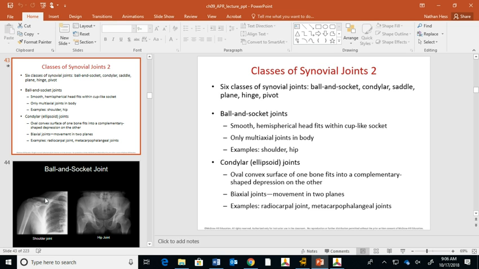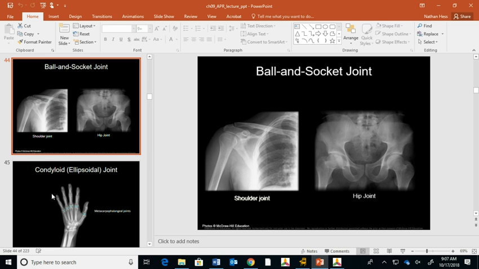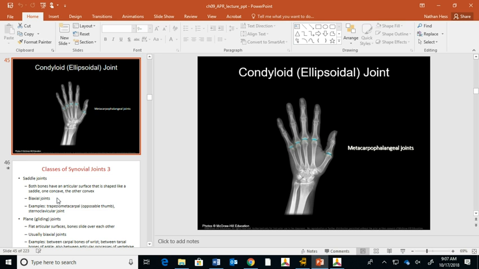Or the metacarpophalangeal joint. So metacarpo is what? The metacarpals, right? These guys here in the palm of your hand. And the phalangeal is phalanges. So between your metacarpals and your proximal phalanges. Does that make sense? Here are your ball and socket joints. These are x-rays showing your shoulder and your hip. Here are the condyloid or the ellipsoidal joints, which are these blue ones highlighted there. The metacarpophalangeal joint.